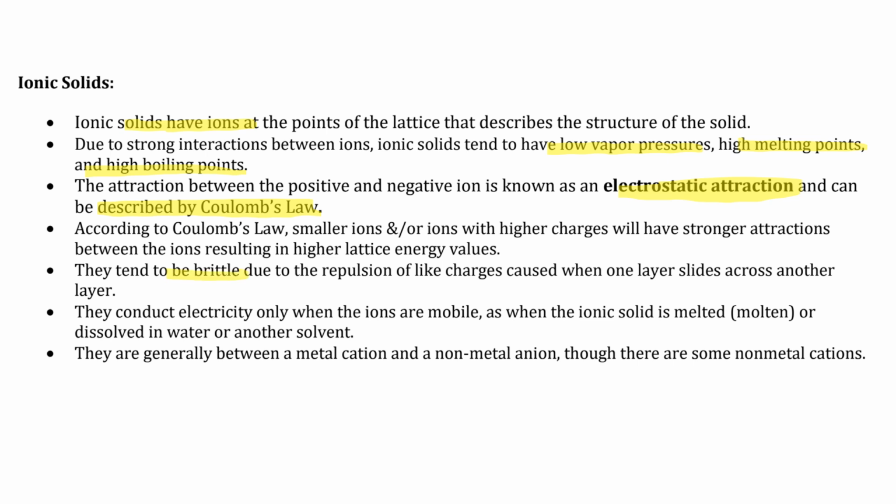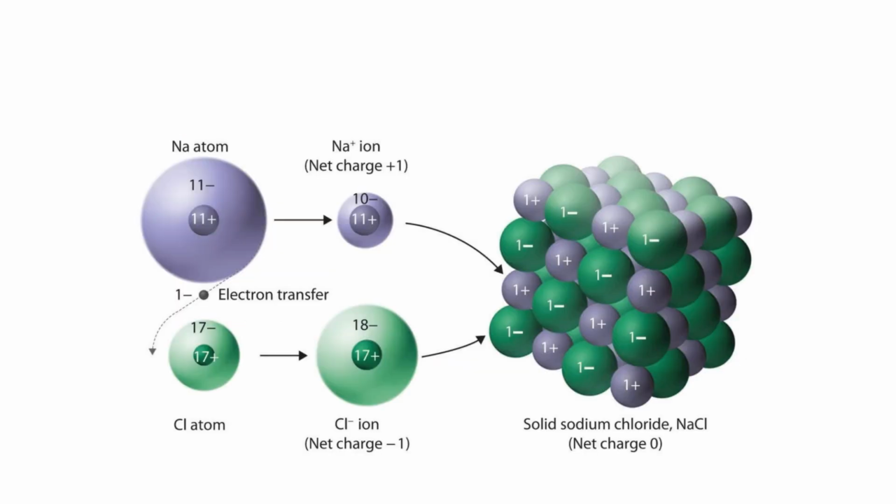They tend to be brittle due to repulsion of like charges caused when one layer slides across another. They conduct electricity only when the ions are mobile. They're generally between a metal cation and a nonmetal anion. So here's a quick example. You can see how the ionic radius changes when you lose or gain electrons, causing the attraction between the two.